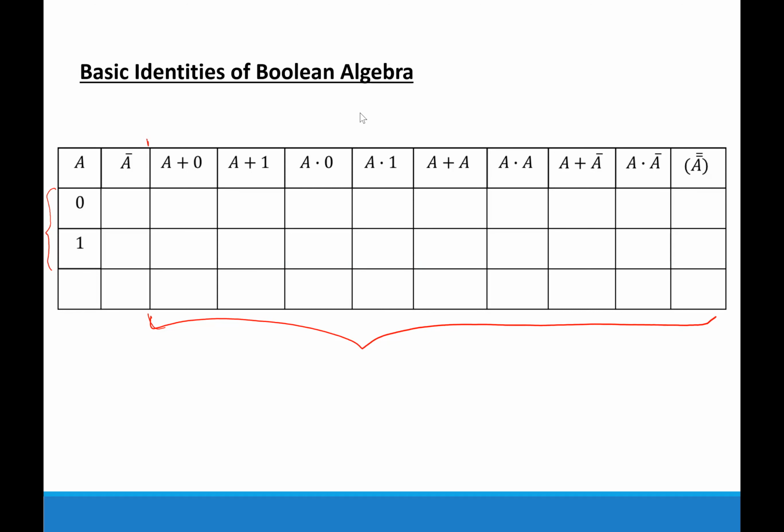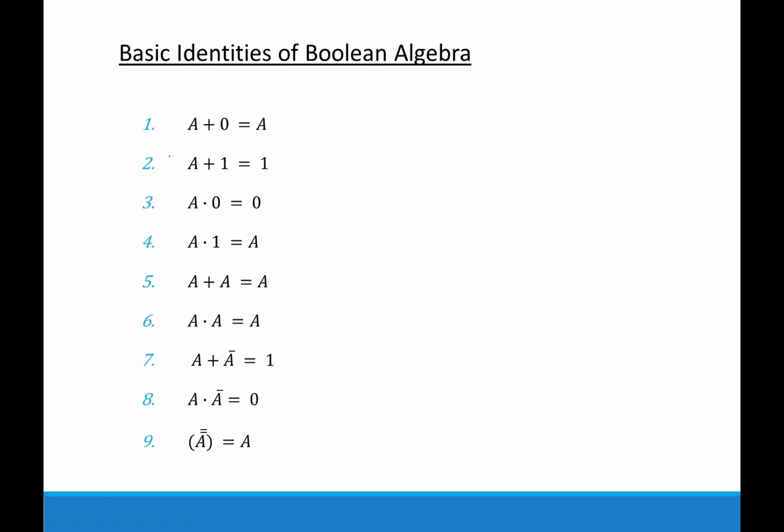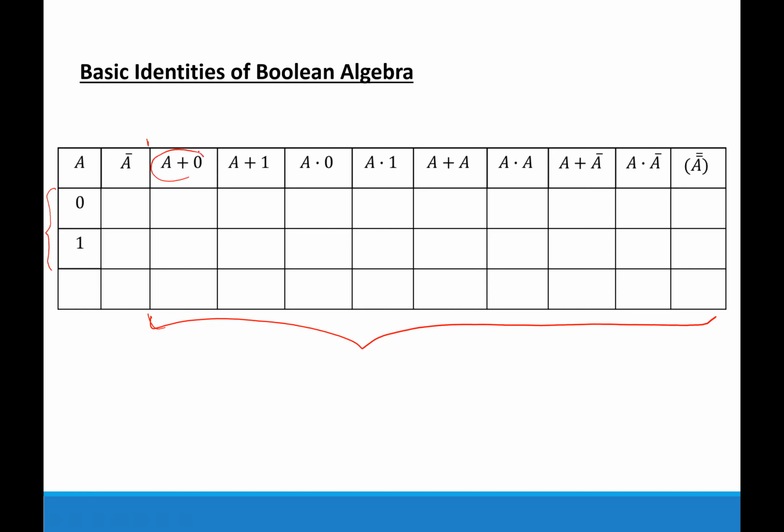In the last row, try to write these operations by using only one variable, just like by using A, by using A bar, or by using 0 or 1, okay? You need to write A plus 0 by using only one value. What will happen if we add 0 to A?